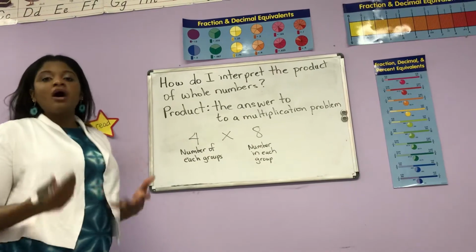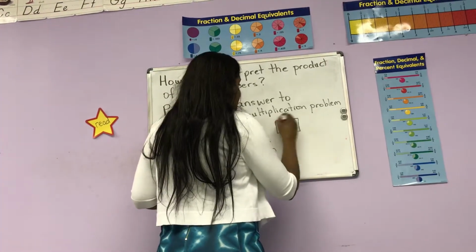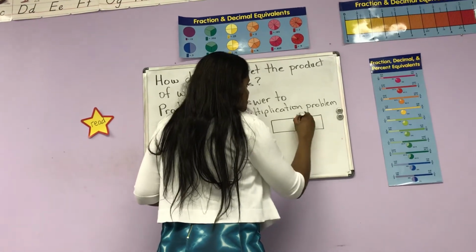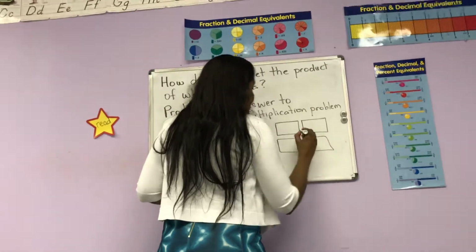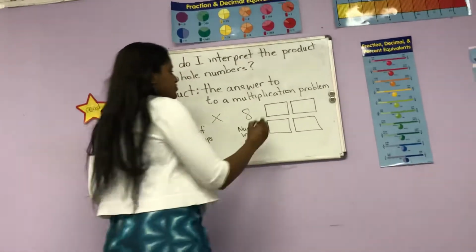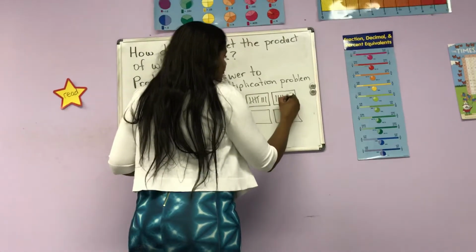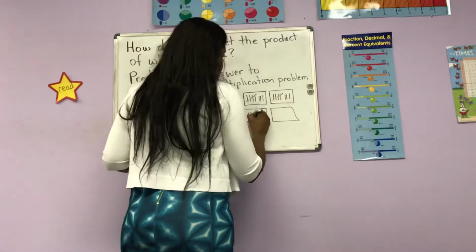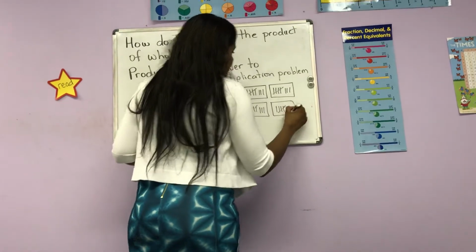So if I want to model 4 times 8, one way I can do that is I can draw 4 groups. So these rectangles here will represent 4 groups, and there are 8 items in each group. 1, 2, 3, 4, 5, 6, 7, 8, in each of the four groups.